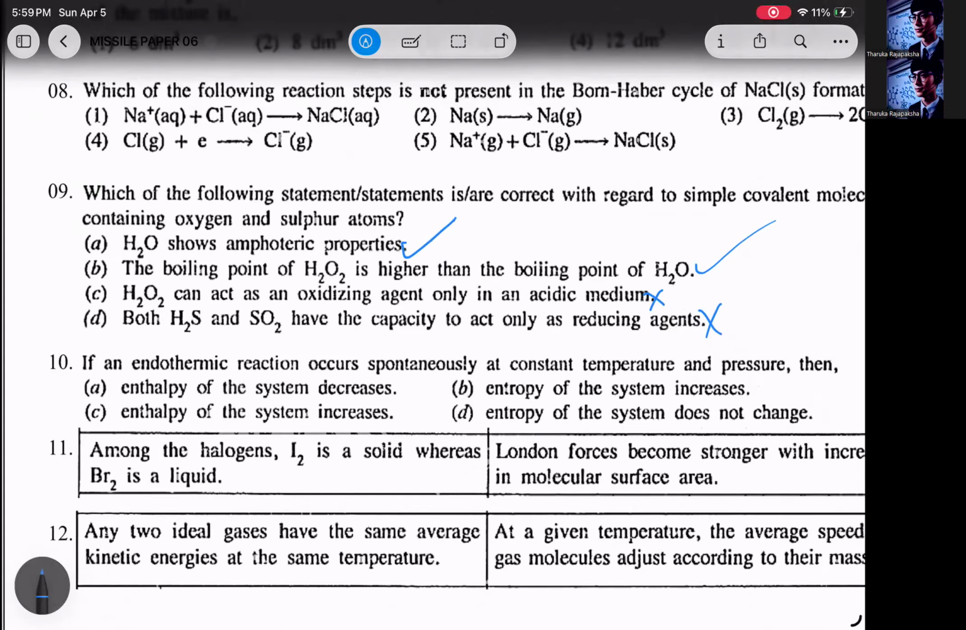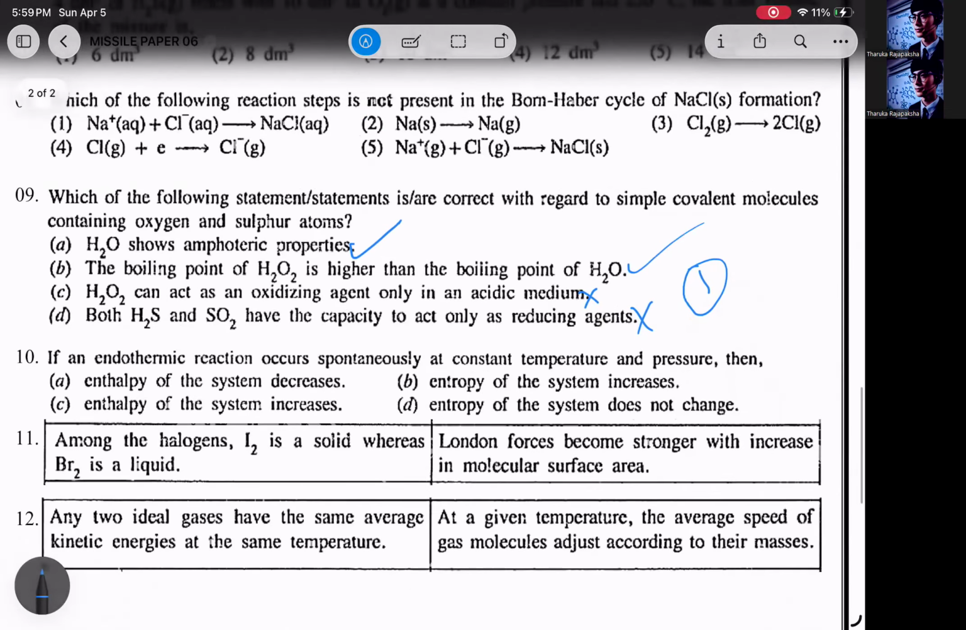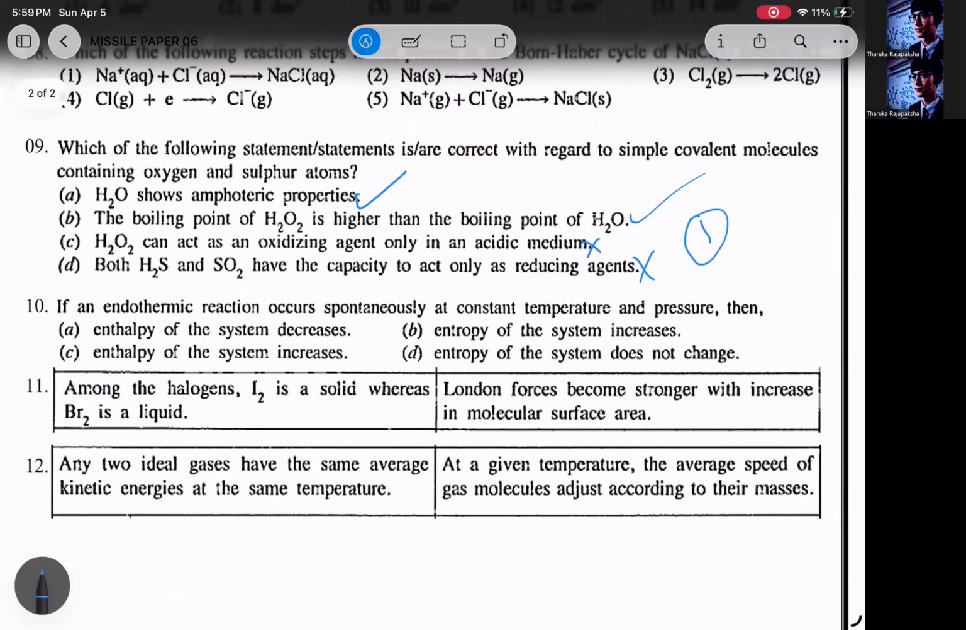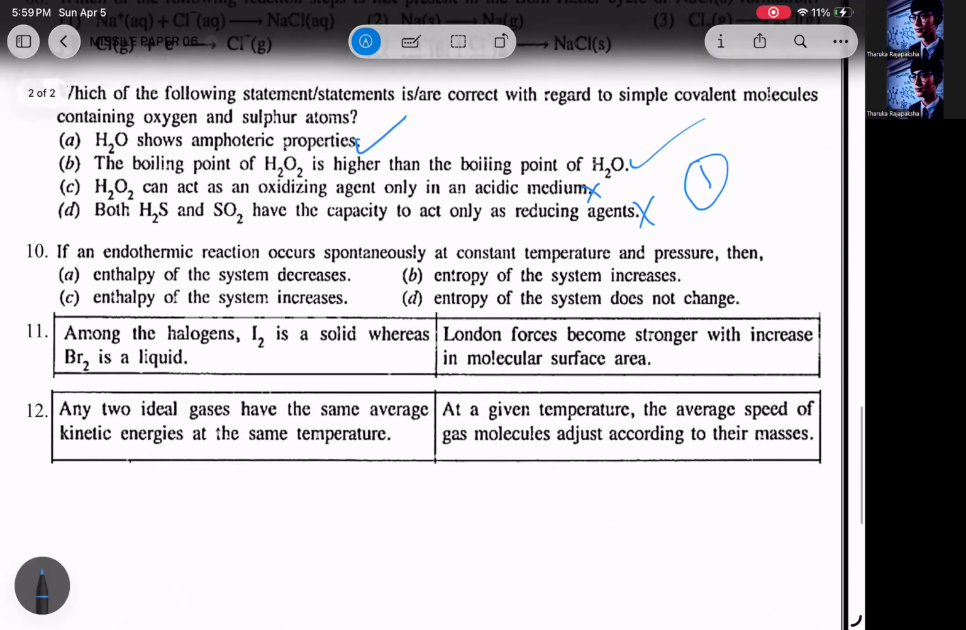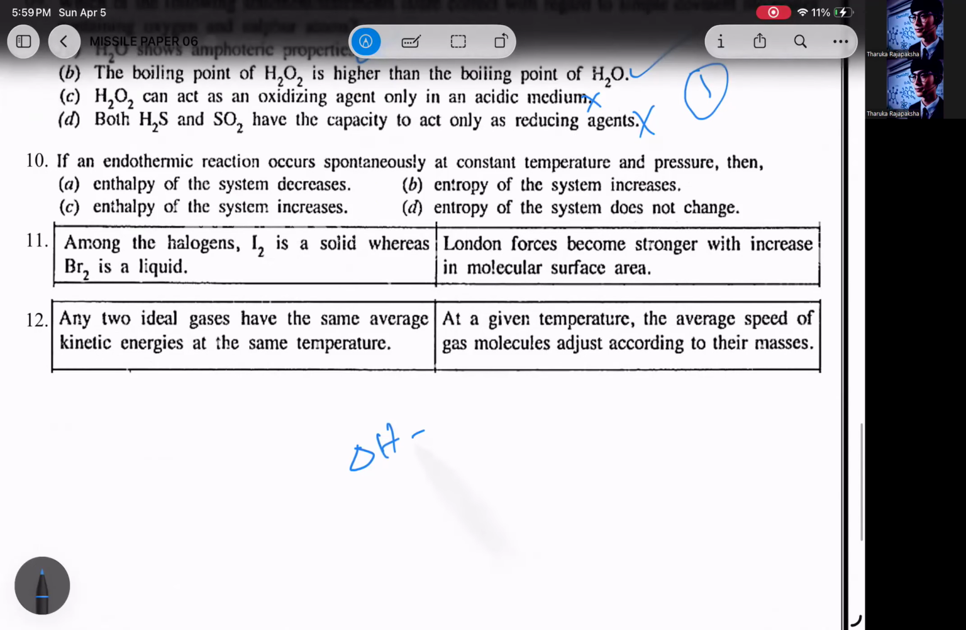That's answer number one. Then 10th one, if an endothermic reaction occurs spontaneously at constant temperature and pressure. Endothermic reaction means delta H is positive. Enthalpy of the system decreases? So enthalpy of the system should increase, right? Because it's an endothermic reaction and it absorbs heat. So actually C is correct and A is wrong.